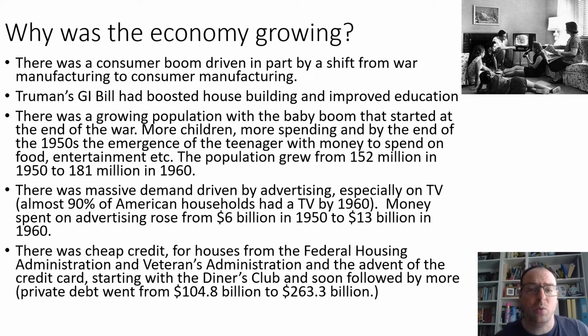And then we see, as we get towards the end of the 50s, the emergence of the teenager with money to spend on food and entertainment and other things like cosmetics. And overall, the population grew from 152 million in 1950 to 181 million in 1960. So there are more people to buy more goods, the need to make more stuff. And we've also got this whole new demographic with disposable income, because although teenagers aren't necessarily going to be high earners, what they are going to have is lots of disposable income, because they'll be living at home, they're not paying bills and rent and things like that, and therefore the money they earn in their part-time job is disposable. They can just spend it on goods, and they become an important market.